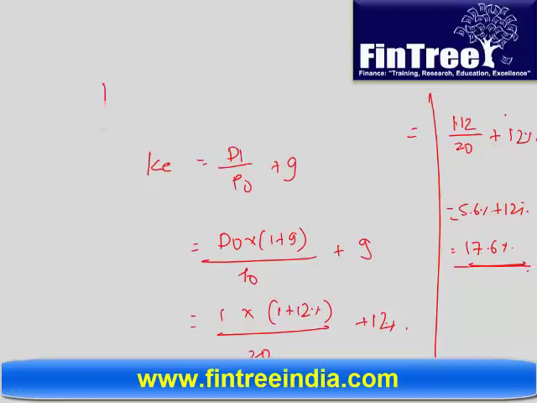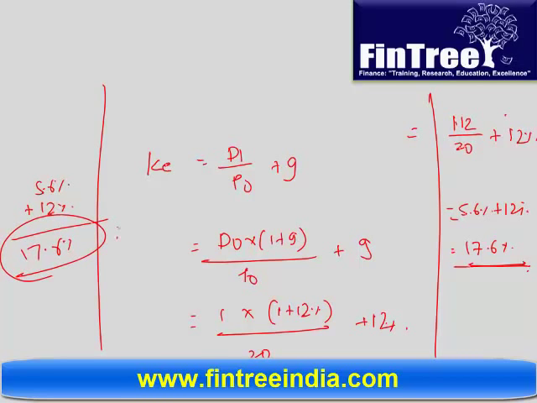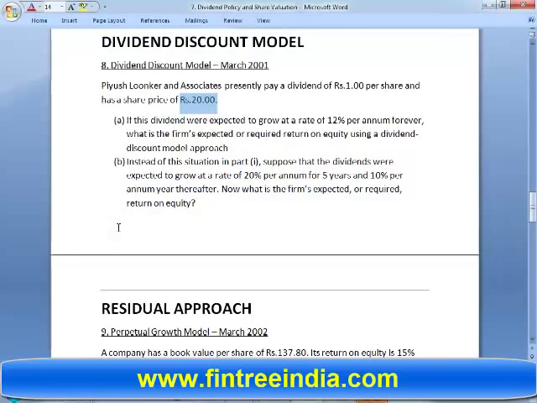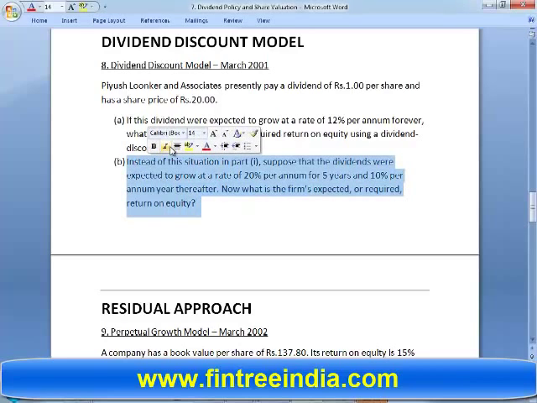I can rewrite that here again in case it's not visible. Are we good to move? So the first part was really simple. The second part: instead of the situation in part 1, suppose that the dividends are expected to grow at the rate of 20% for 5 years and then 10% per annum thereafter. What is the firm's required return on equity?